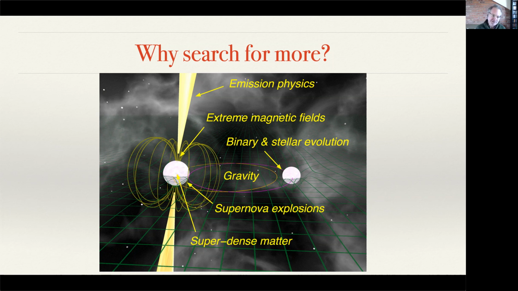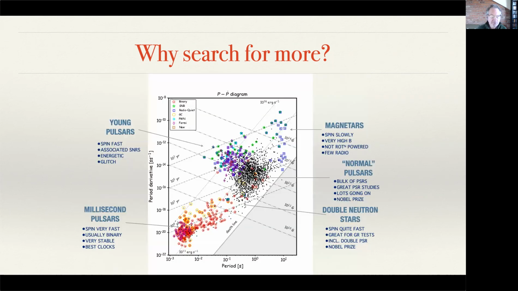And then, of course, there's the physics of the interior of these objects, the super dense matter, and what does that tell us about particle physics and also for the formation, evolution of these neutron stars themselves. So I'm just going to take two examples of this, and I will talk in more detail about the gravity and super dense matter aspects of these tests. So why do we want to search for more?